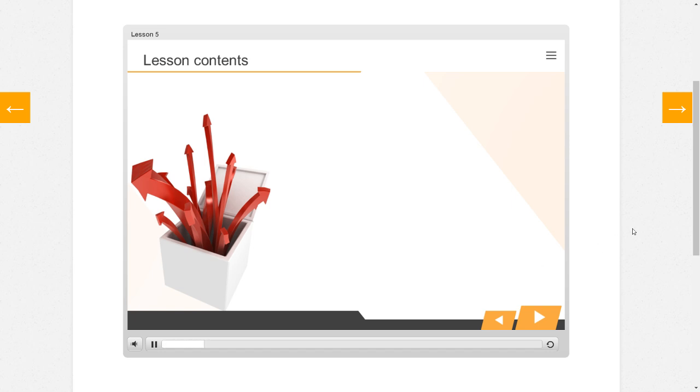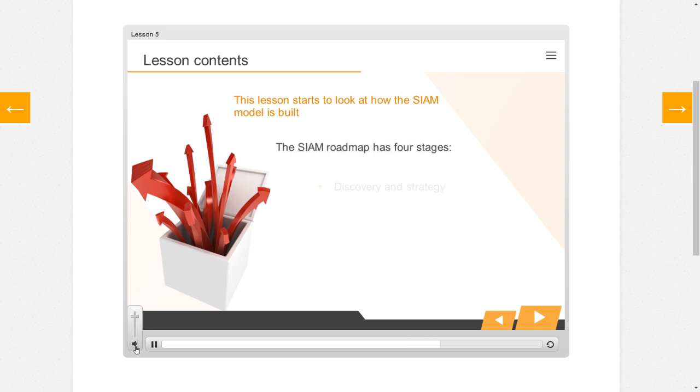Now that we've studied what SIAM is and why an organization might choose to adopt a SIAM model, we need to look at how a customer organization and its service integrator build the SIAM model. We're going to study the SIAM roadmap, which has 4 stages: discovery and strategy, plan and build, implement, run and improve.